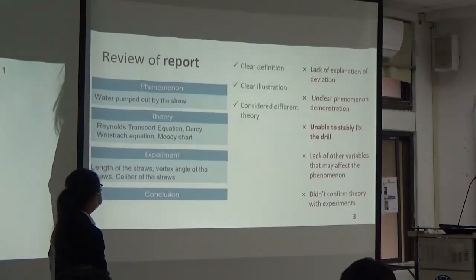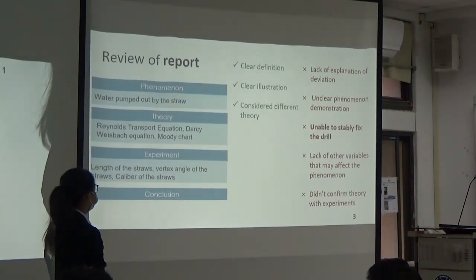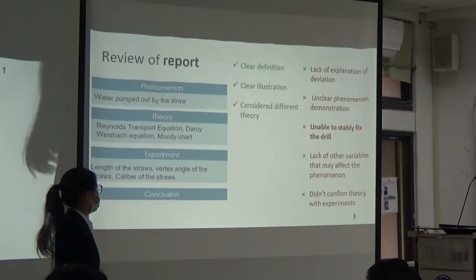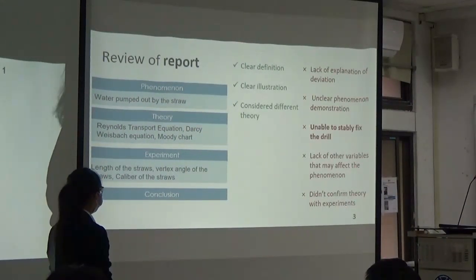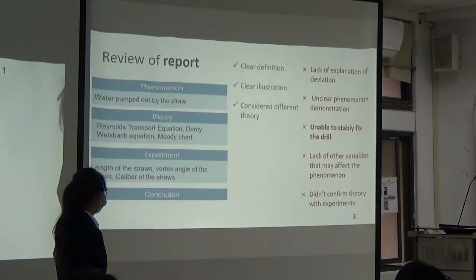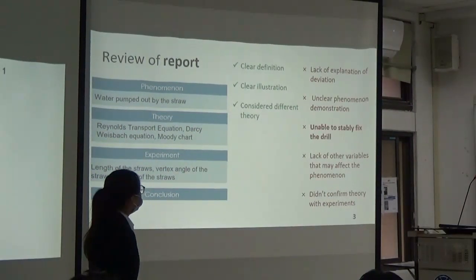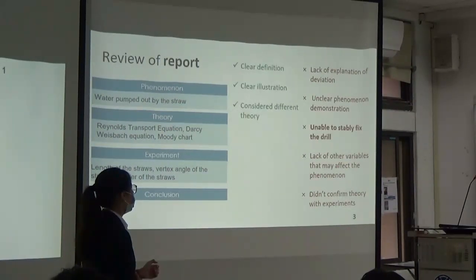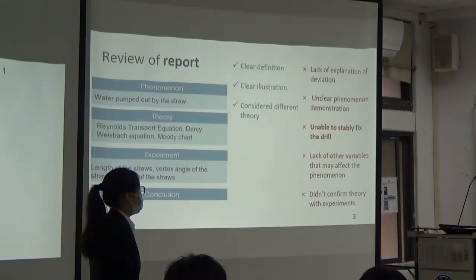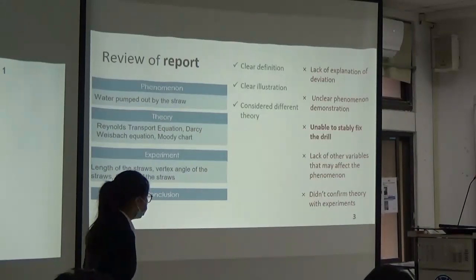For the review of the report, he demonstrated the phenomenon, which was the water pumped out by the straw, and he used the Reynolds transport equation, the Darcy-Weisbach equation, and the Moody chart as his theory. He has three different parameters in the experiment part, which are the length of the straw, the vertex angle of the straw, and the caliber of the straw. He considered different theory and has clear illustration. However, he didn't explain the deviations and didn't demonstrate the phenomenon well. And also, he didn't use a stable experiment setup.